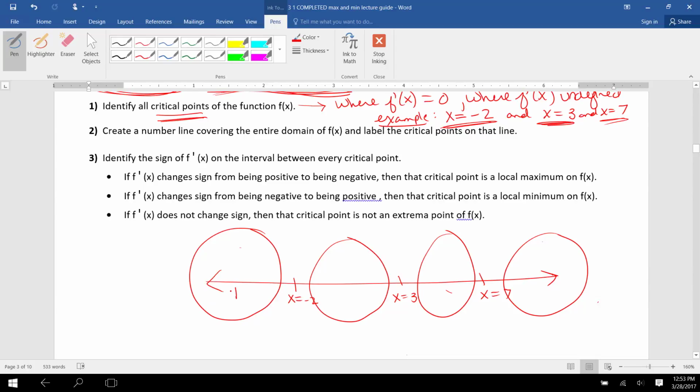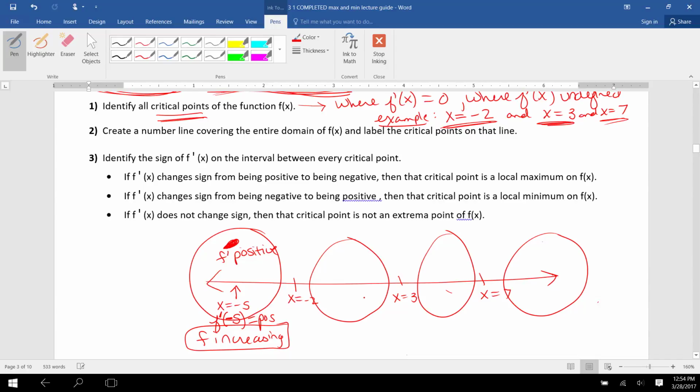So for example, I pick x equals -5, because it's down here below -2. I plug it into the derivative. Let's say I plug in -5 into the derivative function, and I get out a positive number. That means the derivative is positive. F prime is positive. And that means f prime is positive on this entire interval below x is -2. That means f is increasing on that entire interval below x equals -2.